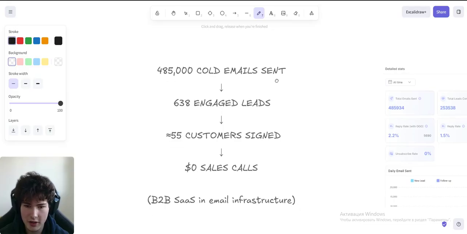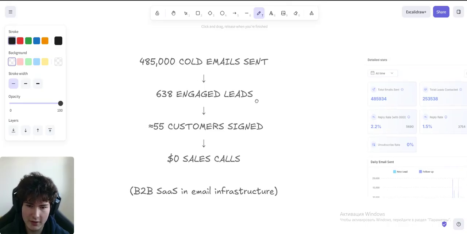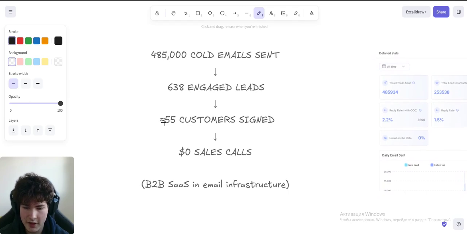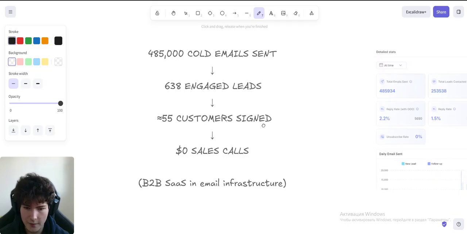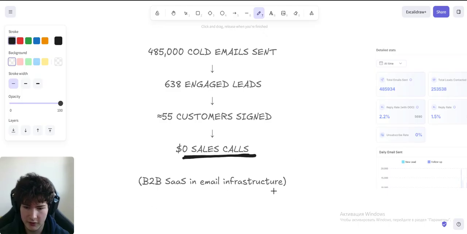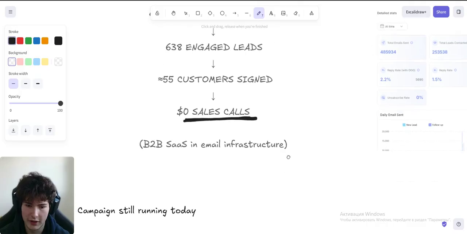485,000 cold emails in 4 months and generated 638 engaged leads. Those are basically positive replies, and all of them were actually nurtured. We signed directly 55 customers through cold email threads. And it was basically 0 sales calls, which is kind of important. It was B2B SaaS email infrastructure. I'm going to be covering their exact product and offer later down the line.